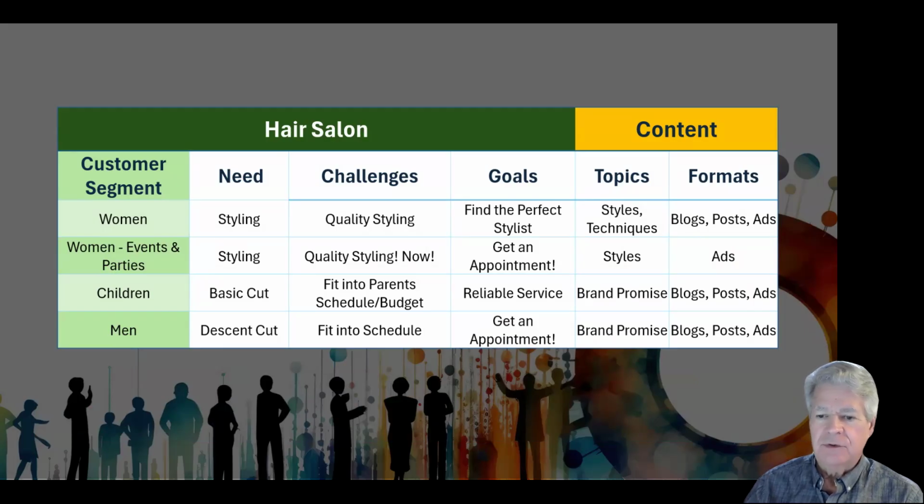The need for the first 2 groups of women is the same. They're both focused on quality styling, but women going to an event or a party want to look perfect, if not spectacular, and they want it now. Their goal is to get an appointment in time for their event.